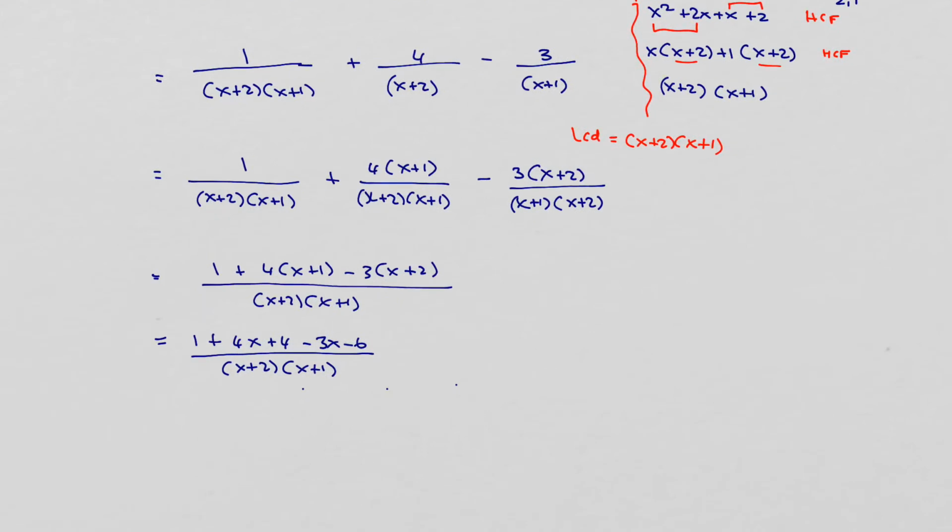The last line then: 4x minus 3x is x, and 1 plus 4 is 5, and 5 minus 6 is minus 1. So that gives me x minus 1 over x plus 2 by x plus 1. There is nothing common between the top and the bottom, so that is my fraction in its simplest form.